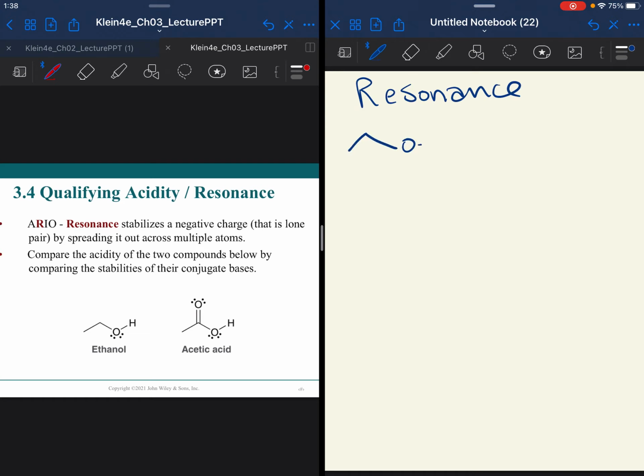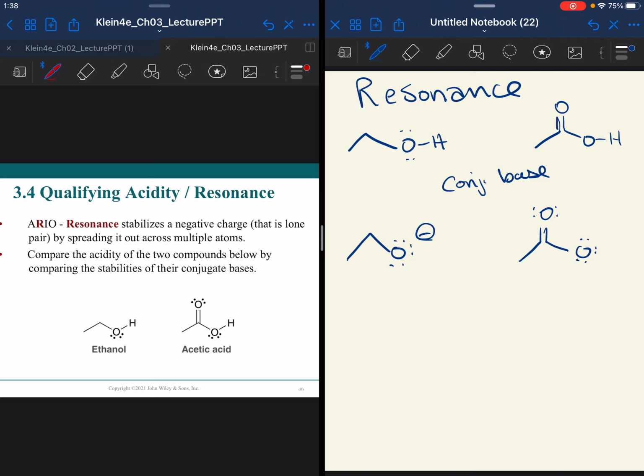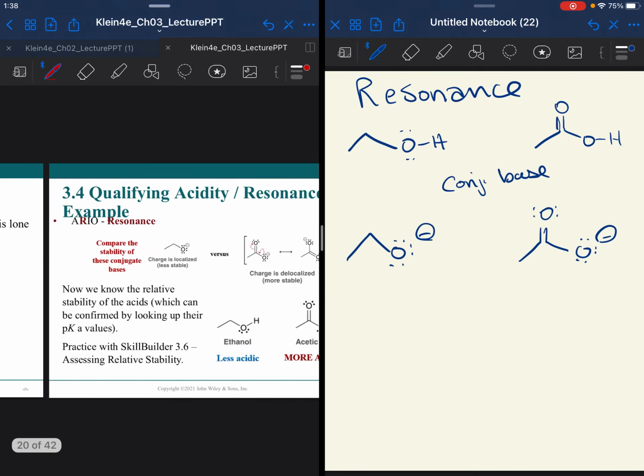When we compare ethanol to acetic acid, we are going to do the same type of analysis. We're going to show the conjugate base, right? That oxygen goes from having 2 lone pairs to 3 and a negative charge. I'm going to draw the lone pairs in here. This oxygen also goes to having 3 lone pairs and a negative charge. So the negative charge is on oxygen in both of them. So A doesn't help us, right? Oxygen and oxygen are the same.